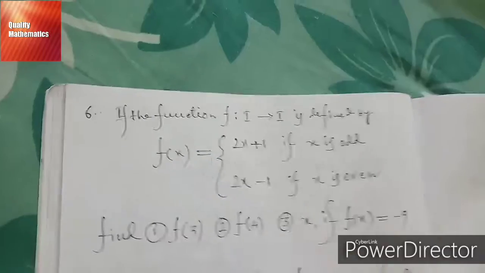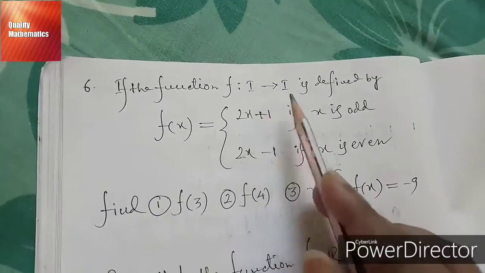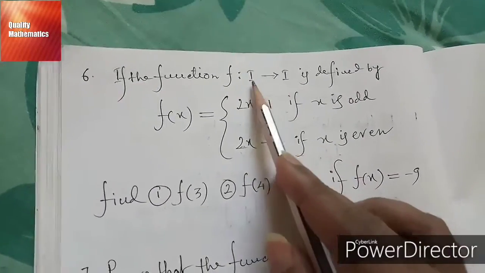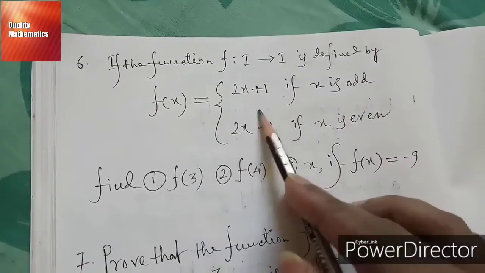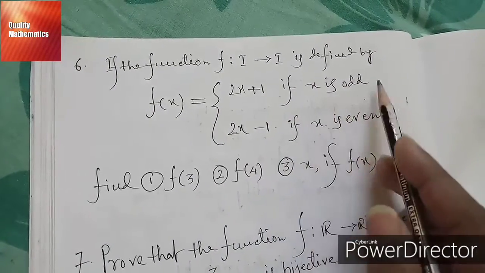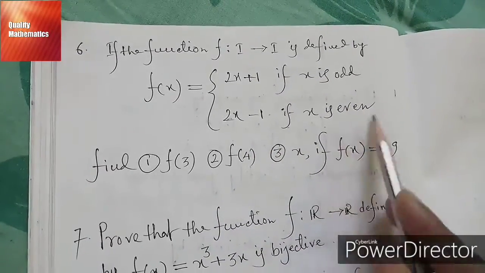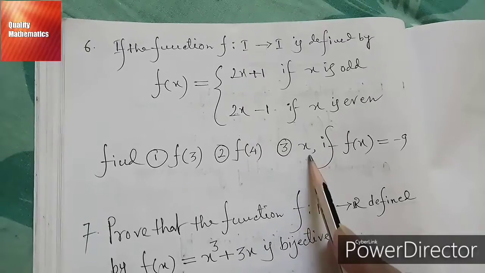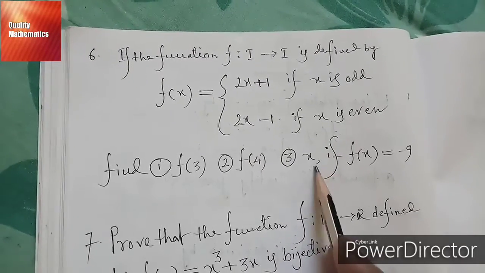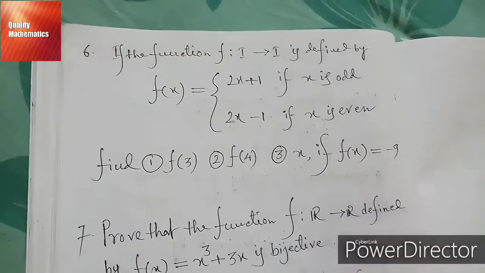Next problem number 6. If the function f from I to I, meaning Z, the set of all integers, is defined by f(x) equal to 2x plus 1 if x is odd, 2x minus 1 if x is even, find f(3), f(4). Question number 6, part 3: find x if f(x) equal to minus 9.